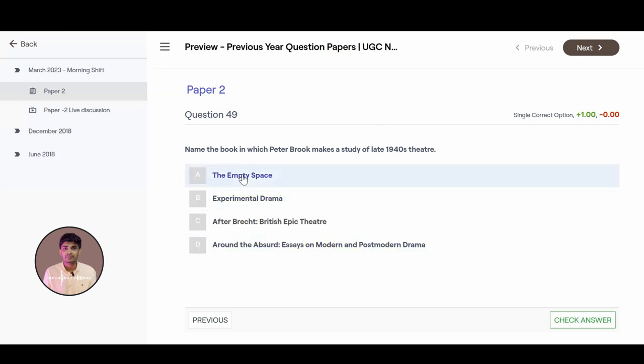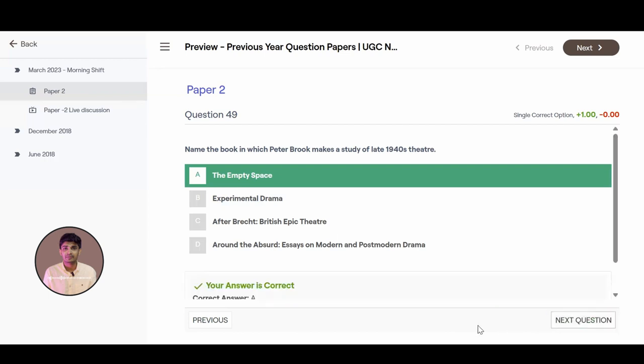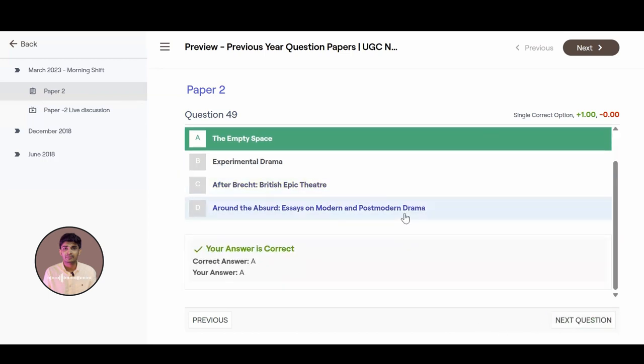I'll go with A then. The Empty Space is the answer. In this particular work, Peter Brook discusses various aspects of theater, including his study of the late 1940s theater. It explores theater forms, approaches to acting, and the transformative power that the theater has. All right.